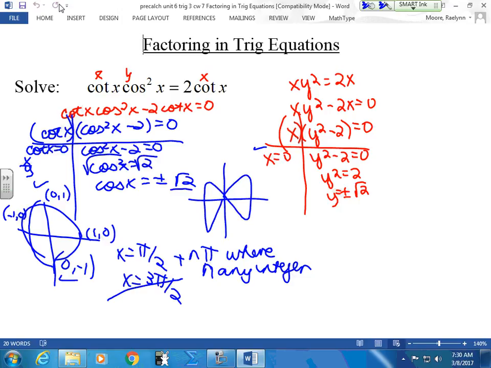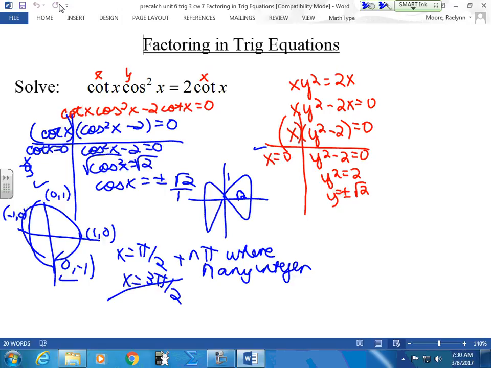I say cosine is x over r. What's my reference angle? Chris doesn't like this. Can't do it, right? Can't do it. What is wrong with that picture? The leg is greater than the hypotenuse.